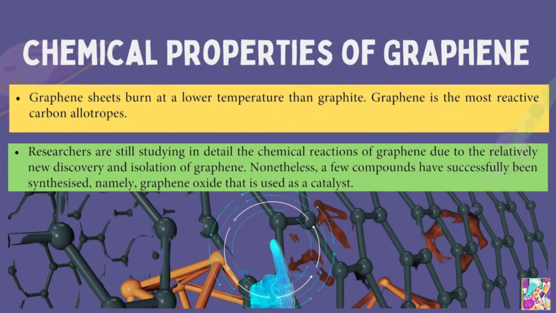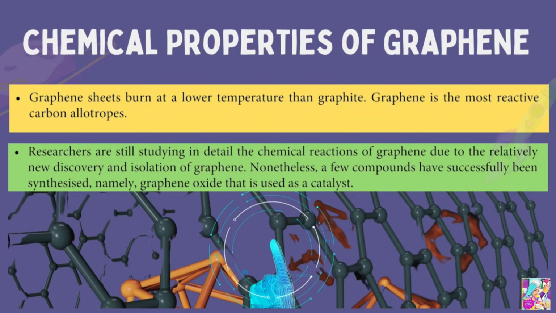Now we continue with the chemical properties of graphene. Graphene sheets burn at a lower temperature than graphite. So graphene is the most reactive carbon allotrope. Researchers are still studying in detail the chemical reactions of graphene due to the relatively new discovery and isolation of graphene. A few compounds have successfully been synthesized, namely graphene oxide, which is used as a catalyst. So you must know what the function of a catalyst is. We learn about catalysts in the rate of reaction.